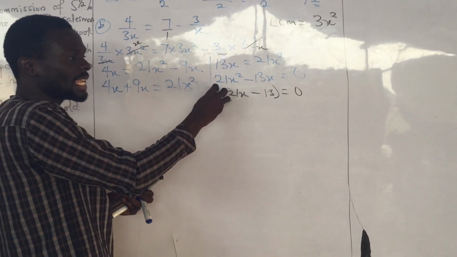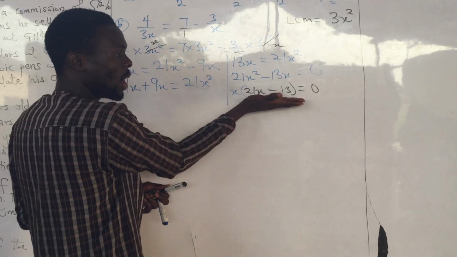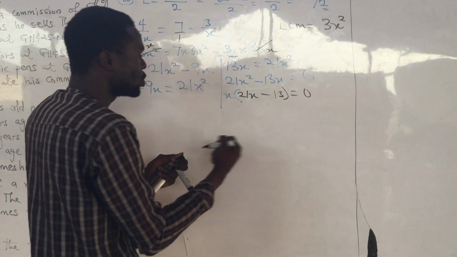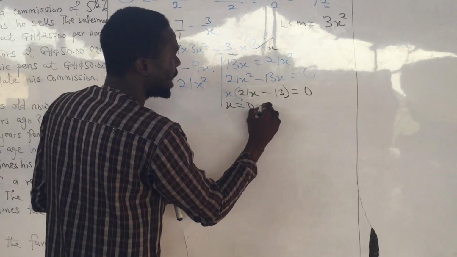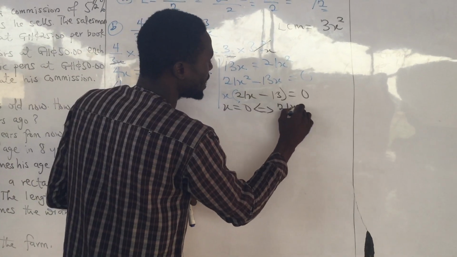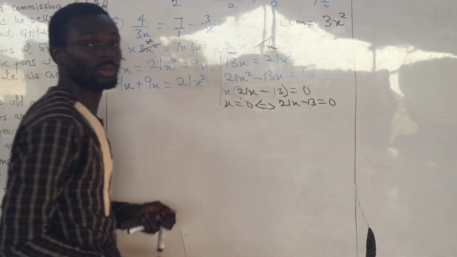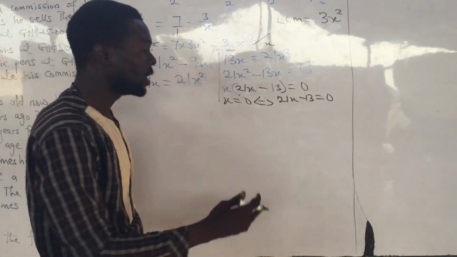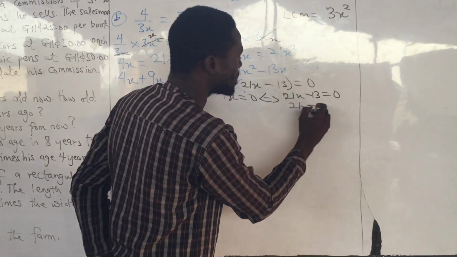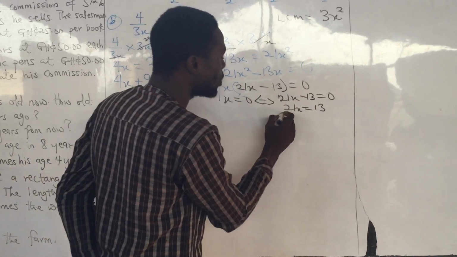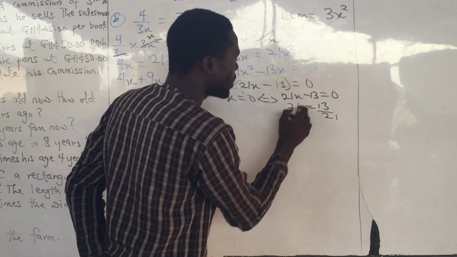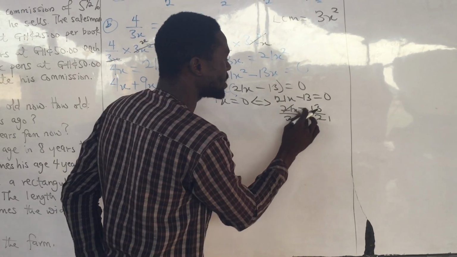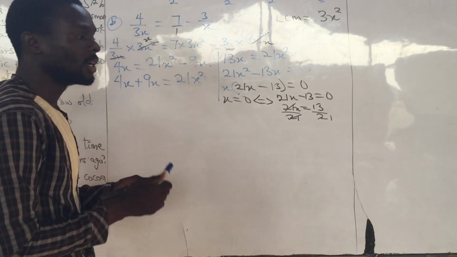So we will equate this x to 0 and equate the one in the bracket also to 0. So we have x is equal to 0, and also we have 21x minus 13 is equal to 0. Then this becomes a linear equation to solve for x. Group like terms, you have 21x is equal to 13. Divide both sides by 21. You are going to get x is equal to 13 over 21.